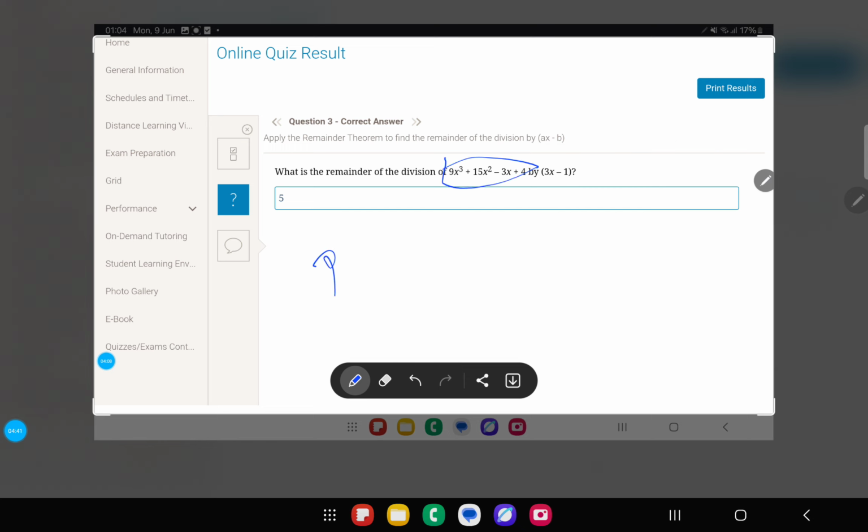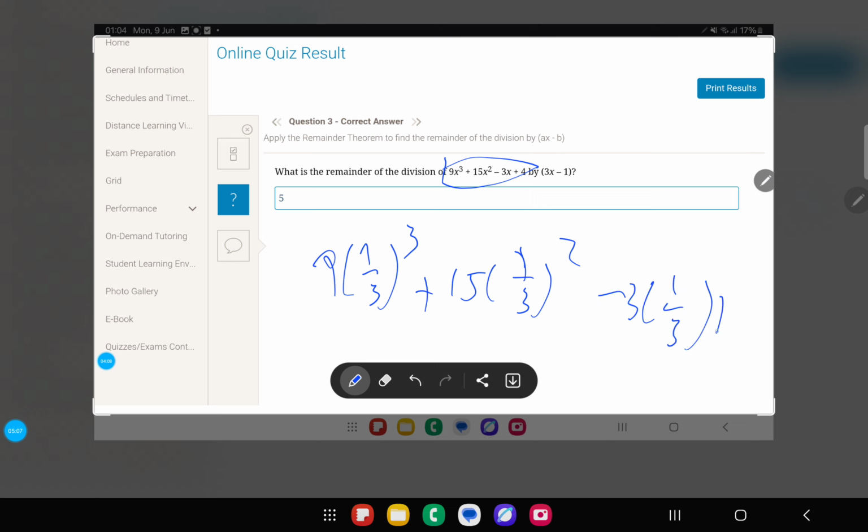You get 9 times 1 over 3 cubed, plus 15 times 1 over 3 squared, minus 3 times 1 over 3, plus 4. Do this on the calculator.